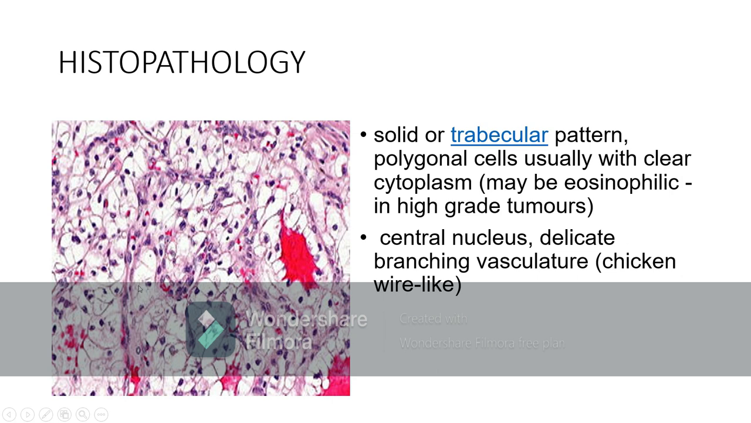vessels. So when the slide is focused, glomerulus will be focused for you to identify it as a renal tissue slide, and with a tumor in the renal tissue. It may be eosinophilic in high-grade tumor, with central nucleus and delicate branching vasculature. This branching blood vessels, you call it as chicken wire appearance. So two important features are the polygonal clear cells with delicate fibrovasculature.